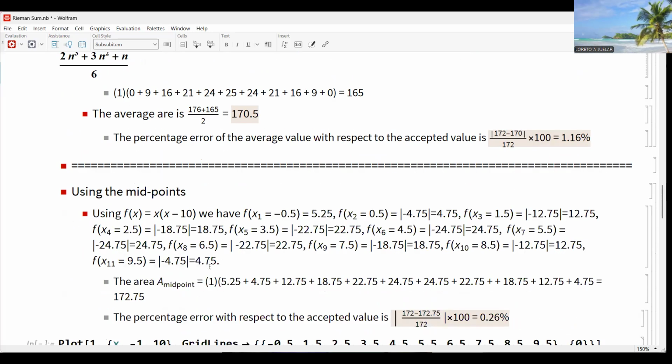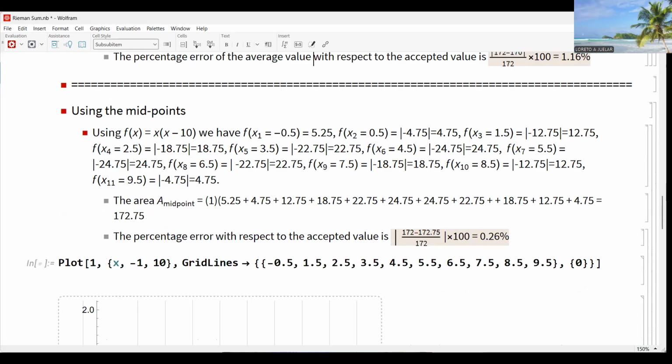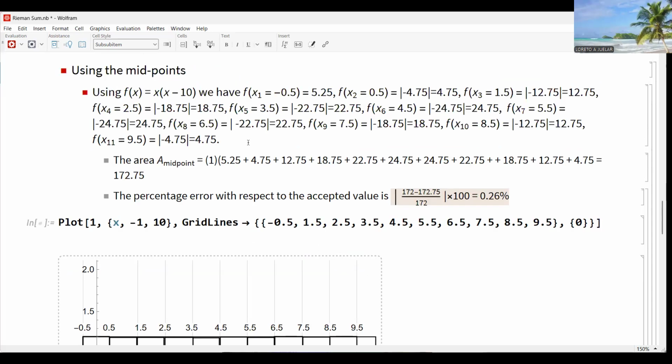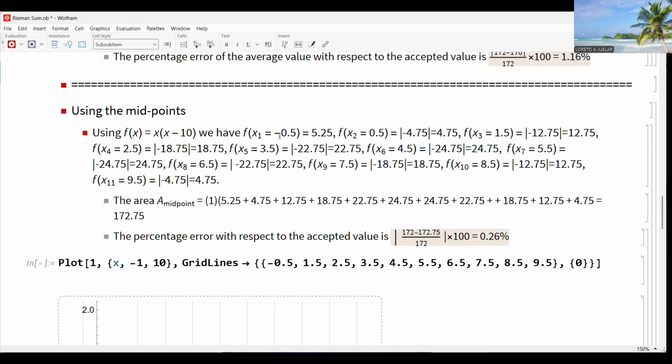Okay, using the midpoints here. So we have the midpoints here from negative 1 to positive 10. The corresponding midpoints are negative 0.5, positive 0.5, 1.5, 2.5, 3.5, 4.5, 5.5, 6.5, 7.5, 8.5, up to 9.5. Okay. So we have here f of x equal to negative 0.5. So the corresponding answer is 5.25.